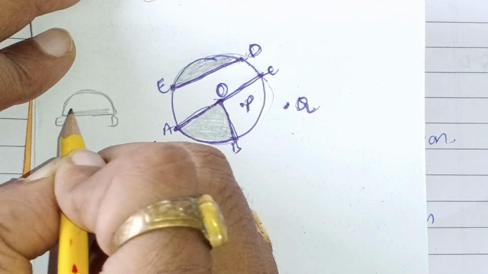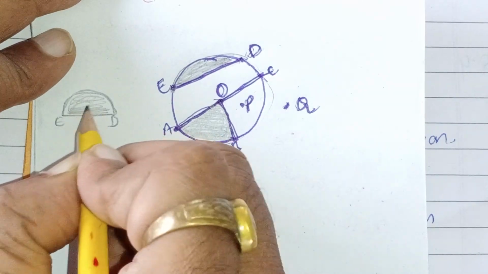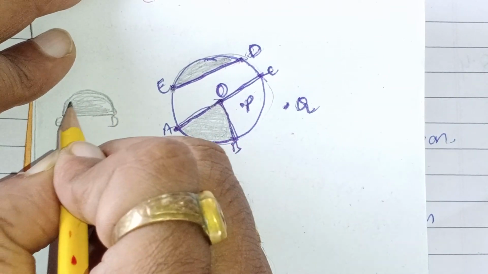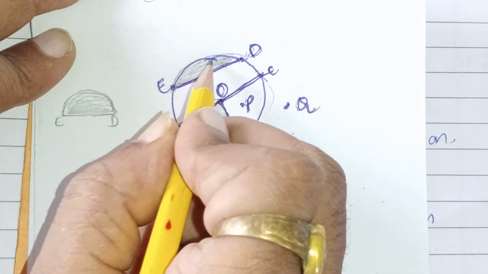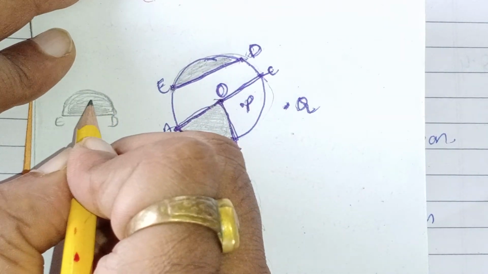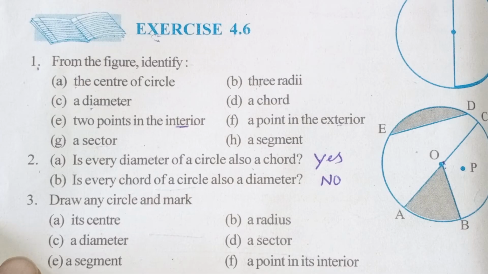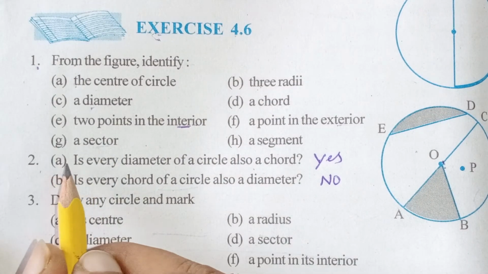This shaded portion, look at this from the figure. Also, you can identify very easily. This part is called segment. This is the minor segment and rest all is major segment, but we have to discuss only about segment only. Okay, now see question number 2.